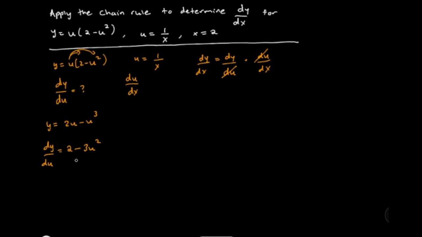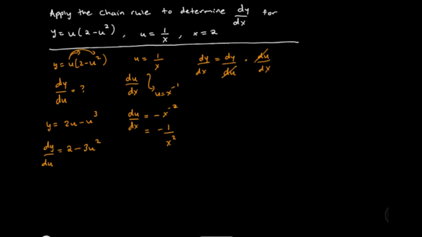Okay, so that's dy with respect to du. Let's take a look at du with respect to dx, right? So in this sense, u is equal to 1 over x. So u you can write as x to the power negative 1, right? So du with respect to dx is equal to negative x to the power negative 2, okay? And as a positive exponent, it's negative 1 over x squared.